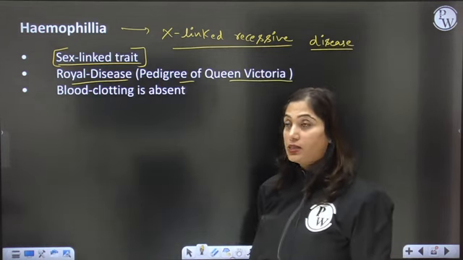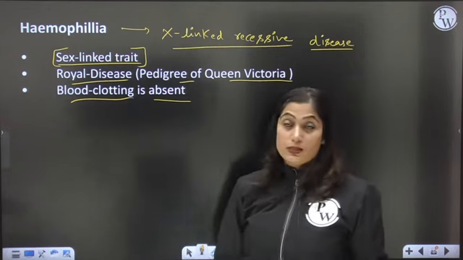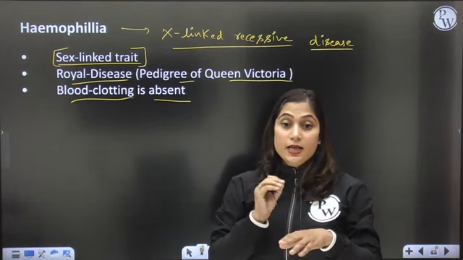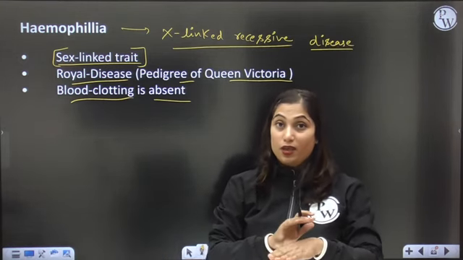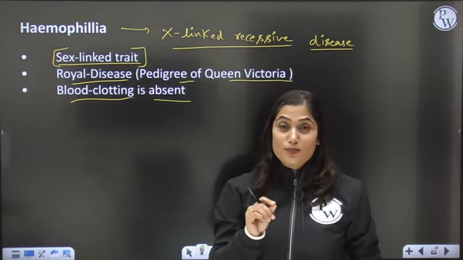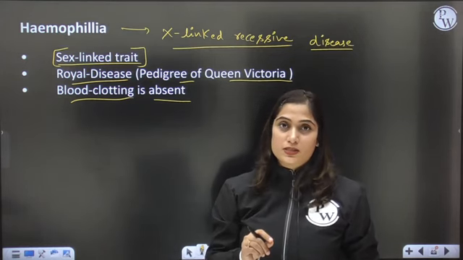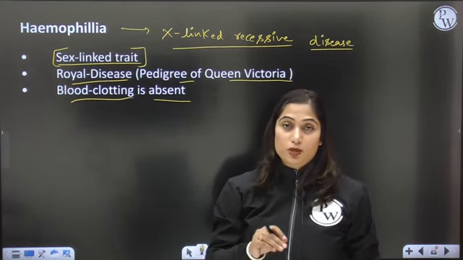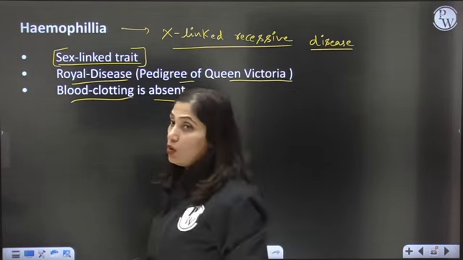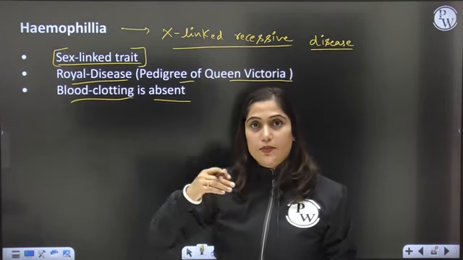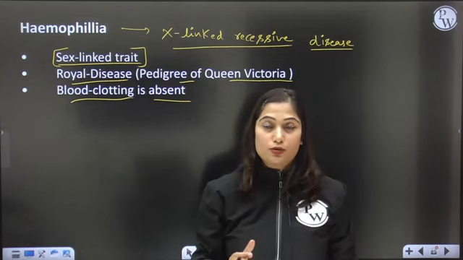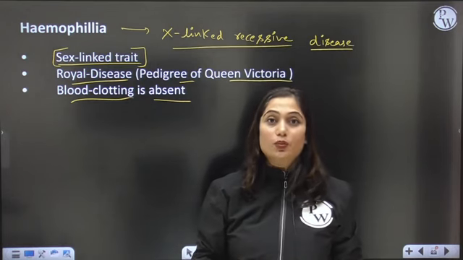And what happens during this disease? Blood clotting is absent. Normally, as soon as there is a cut on any body part and the blood comes in contact with the air, blood clotting occurs. But in hemophilia, a simple cut can cause the death of the person, because the bleeding will not stop, because blood clotting is absent. Because the gene has become recessive, any of the clotting factors may not be formed. You know that blood clotting is a cascade effect where many clotting factors are involved. If any of the clotting factors is not formed, then blood clotting will be absent.